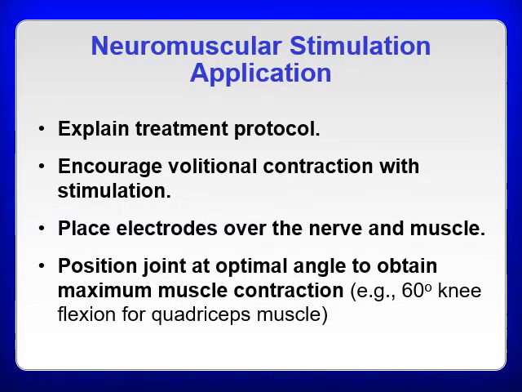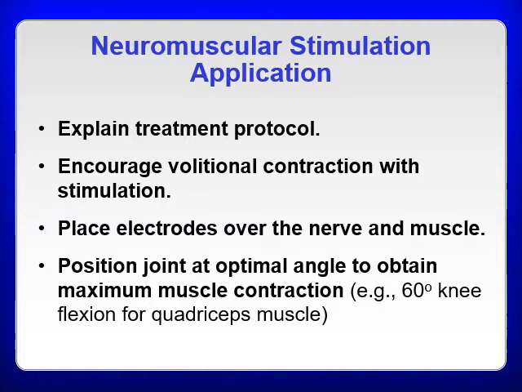So what you would want to do, and I outlined this in lab, is explain your treatment protocol to your patient. Encourage volitional contraction with the stimulation. It's going to be hard at first, particularly for post-operative patients, but you want to encourage them to do that as much as they can. It's going to be uncomfortable for them. It's going to feel weird. But the more that they can contract on their own, the better off they'll be, and they'll get that ability to contract faster, and then they'll be able to just do regular strengthening exercises.